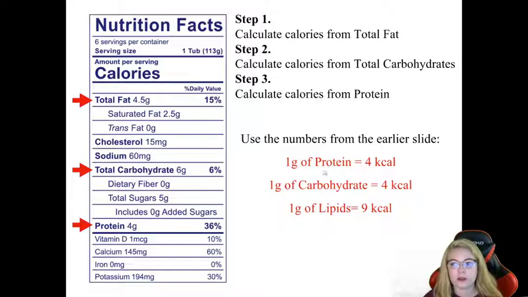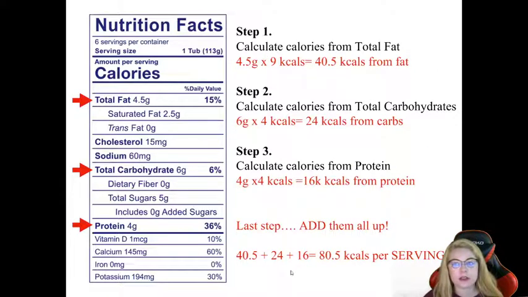4 kcals for protein, 4 kcals for carbohydrates, and 9 kcals for lipids. And we're going to take these numbers and do the math out just like this. So 4.5 grams of total fat. We know that's 9 kcals for every 1 gram of fat. Okay, so 9 times 4.5 gives us 40.5.